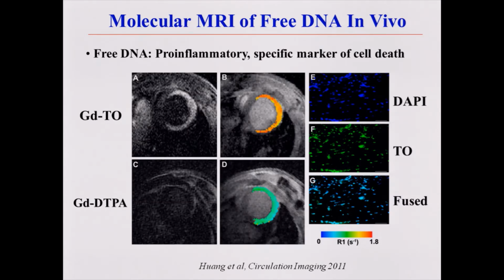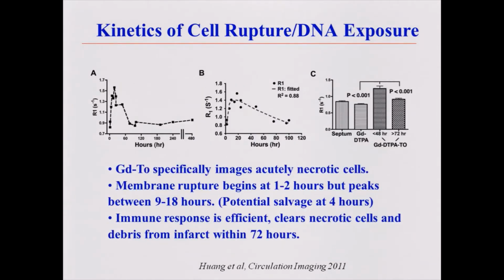And again, because this is a fluorochrome lanthanide complex, we get both an MR signature as well as an optical signature, and over here we've co-stained with DAPI to show that this agent is indeed binding to the exposed nuclear DNA after cell rupture. And if one does a time course or time series of this, one can actually get a very nice readout of the evolution of cell rupture in an acute infarct.